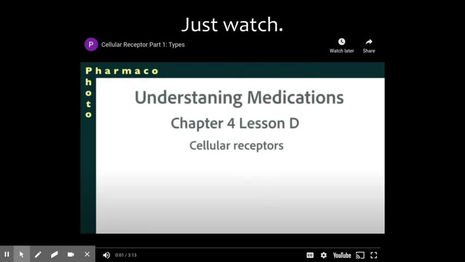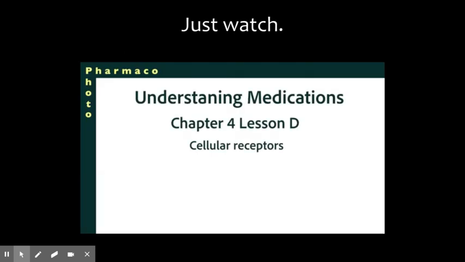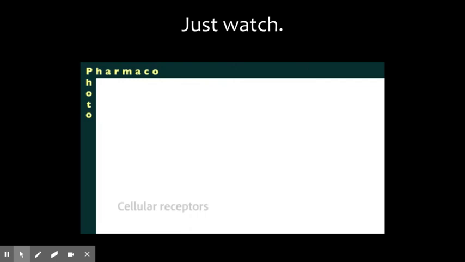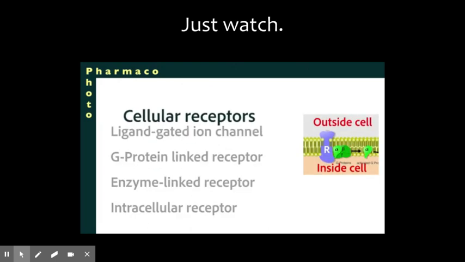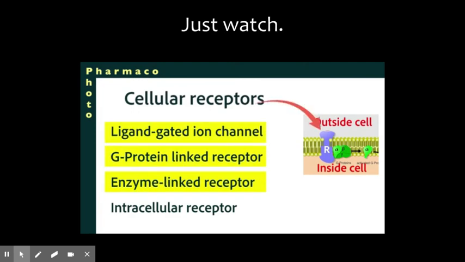Hi there, and thanks for joining us as we get a quick look at the four types of cellular receptors. Three of the four types of cellular receptors are on the cell surface. They're called transmembrane proteins, meaning that they span the whole distance of the phospholipid bilayer from the outside of the cell to the inside of the cell. So let's take a quick look at each one of those cellular receptors.